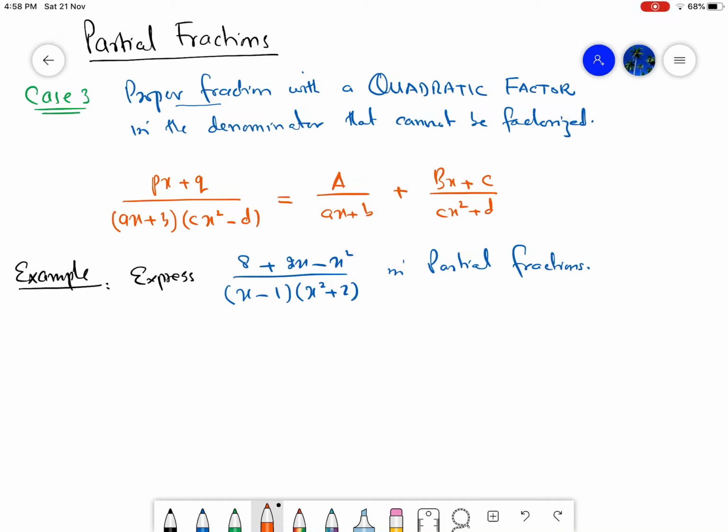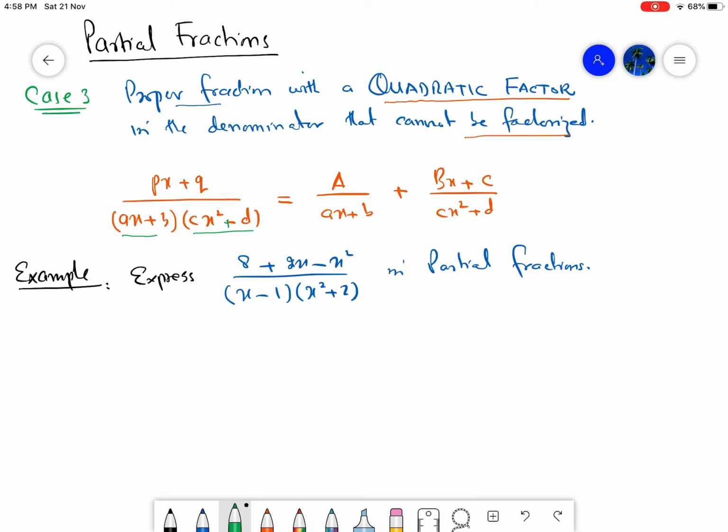Okay, dear students, let's have a look into the third case where a proper fraction is there and one of the factors in the denominator is a quadratic factor. And this quadratic factor is such that it cannot be further factorized. So the general form of this type of fraction and its partial fraction is given by (px + q) over (ax + b)(cx² + d).